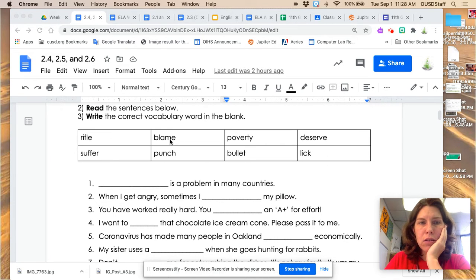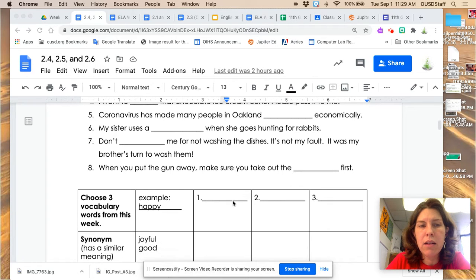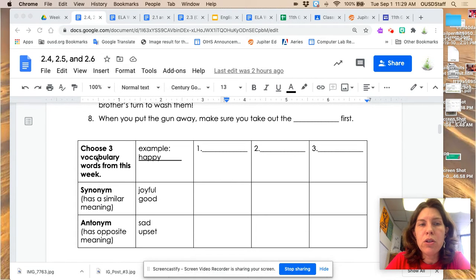Next, you need to read the sentences below and write the correct vocabulary word in the blank, right? These are our vocabulary words for this week. So to do this, you need to have done your work for 2.1, right? You need to know what these words mean before you can do this practice. And then once you're finished practicing, at the bottom, it says choose 3 vocabulary words from this week.